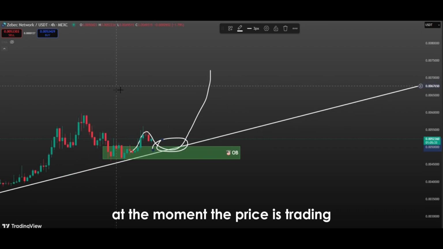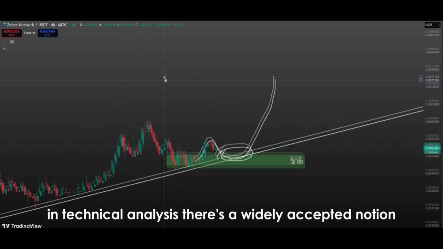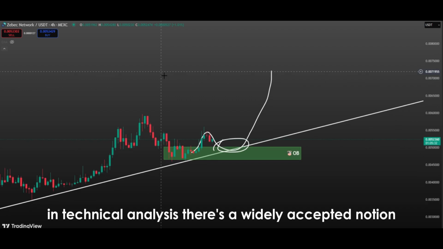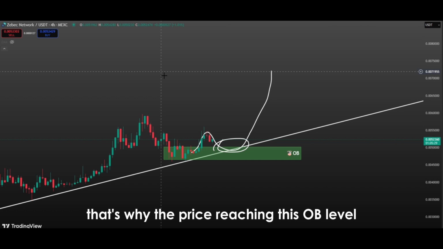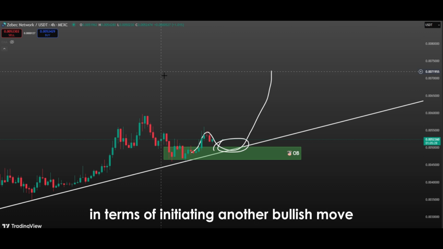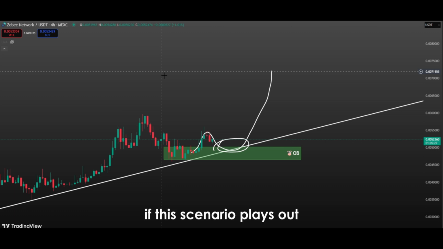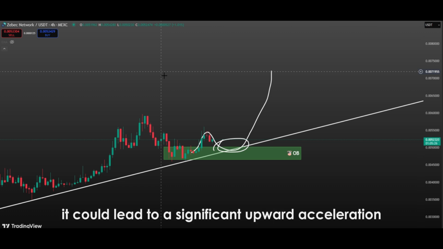At the moment, the price is trading very close to this bullish order block. In technical analysis, there's a widely accepted notion: when the price returns to an area where it previously reacted strongly, it tends to respond similarly again. That's why the price reaching this OB level could be interpreted as a highly positive technical development in terms of initiating another bullish move. If this scenario plays out, where the price revisits the bullish order block and reacts strongly, it could lead to a significant upward acceleration.